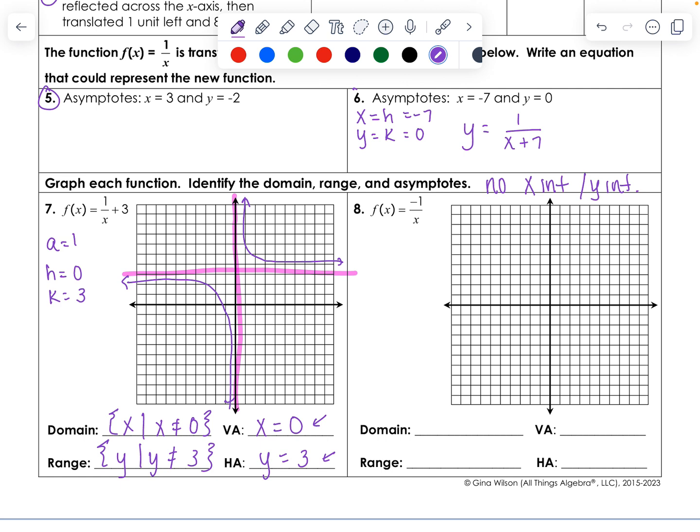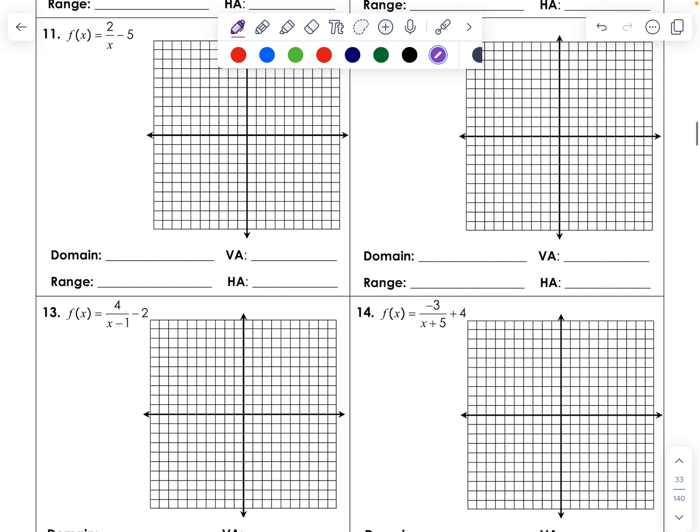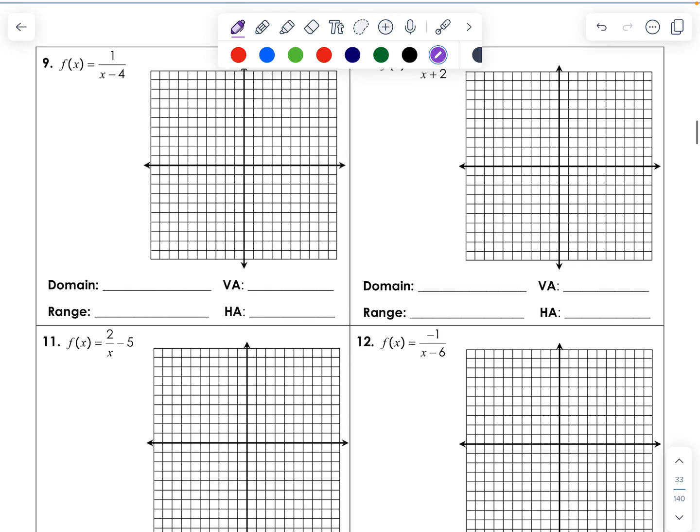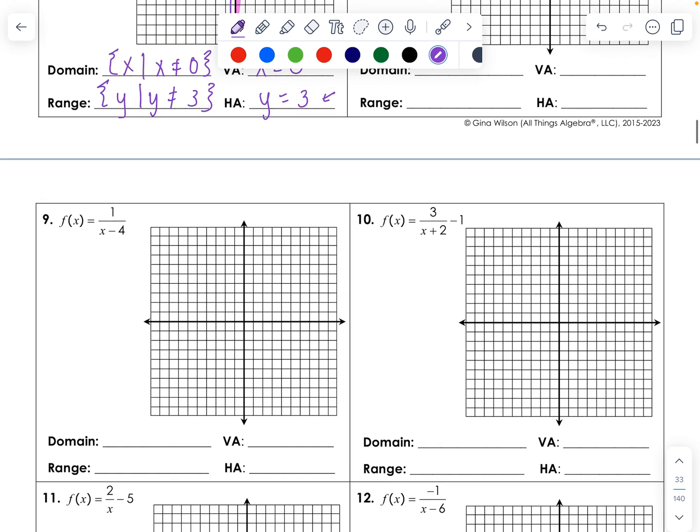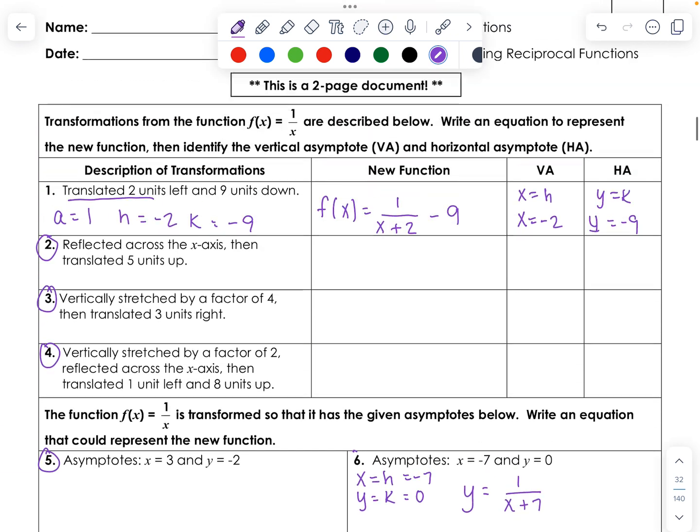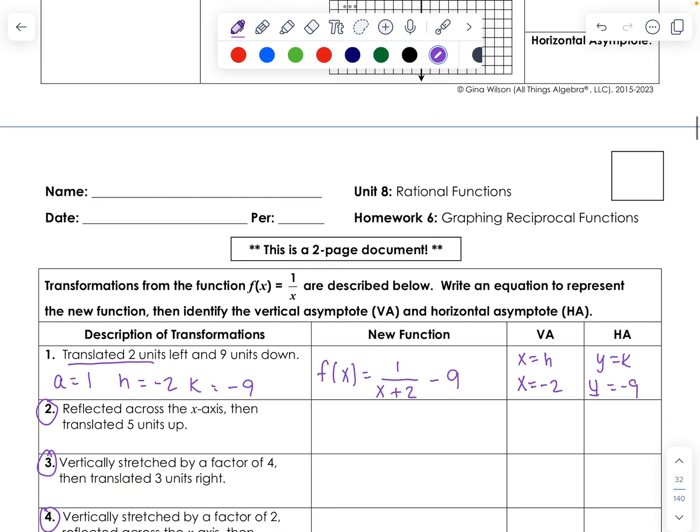So you are going to do the rest of those. You're going to do 8, and then there are 6 on the back for you to work on. So do all 6 of them. You're going to do all the problems on this worksheet, okay? And hopefully that helps you get started on it.